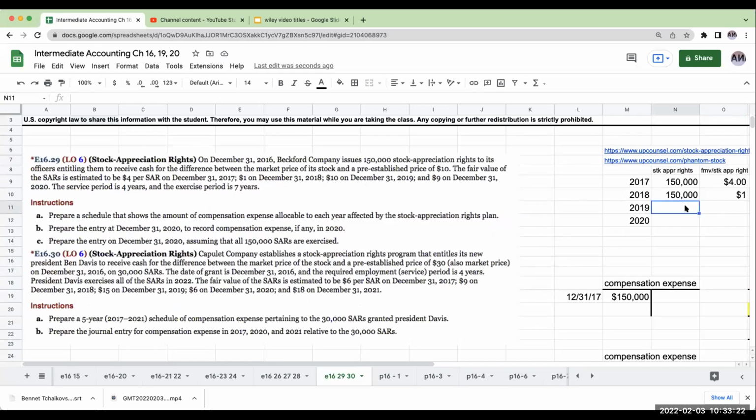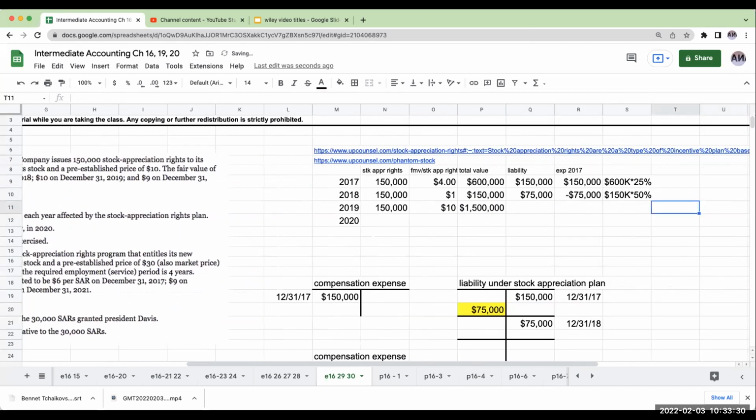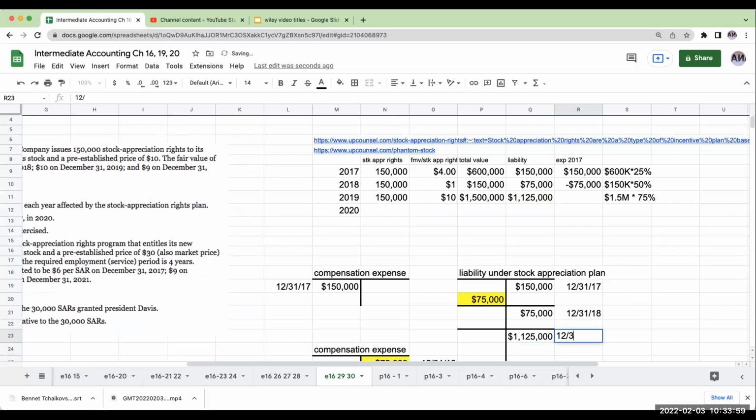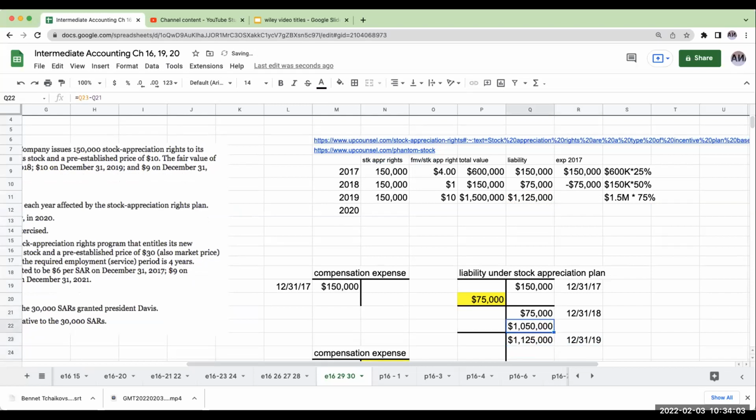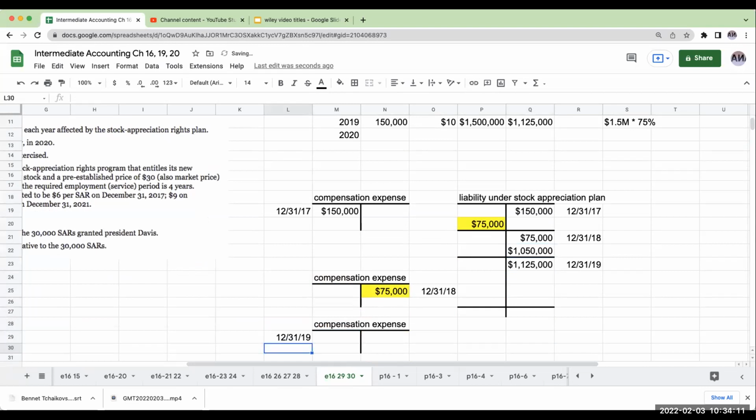Okay, now in 2019, the value of the stock appreciation rights has gone to 10. So the total value of this is now 1.5 million. Now, how much of the liability do I need to recognize for the 1.5 million? Well, it's going to be 1.5 million times 75%. And why is it 75%? Because 3 of the 4 years have vested. So over here, the liability I need is 1,125,000 as of 12/31/19. So my entry to compensation expense on 12/31/19 is going to be $1,050,000. So this will be my compensation expense for 2019.